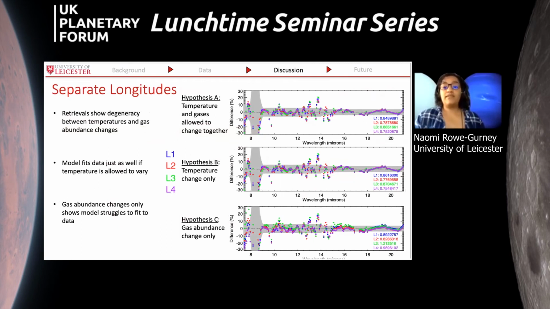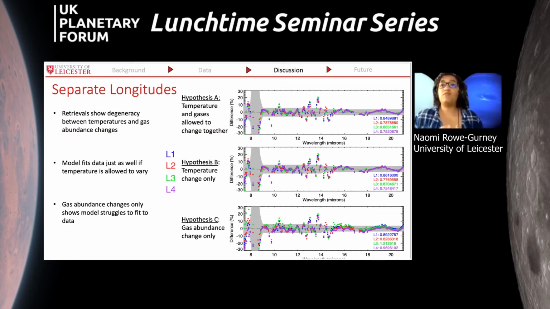So we've retrieved each separate longitude, and we see the same degeneracy between temperature and gas abundance. So what we wanted to do was try and break the degeneracy a little by setting up 3 hypotheses. Our initial hypothesis was that the temperature and the gases are allowed to change together. That's hypothesis A. Hypothesis B is that temperature is the only thing changing. Hypothesis C is that gas abundance is the only thing changing. And the plots on the right-hand side show the difference between the data and the retrieved spectrum.